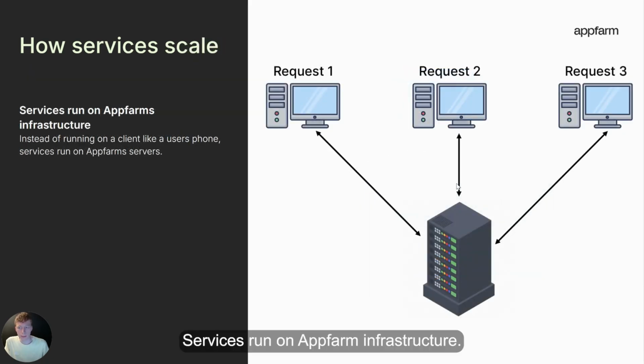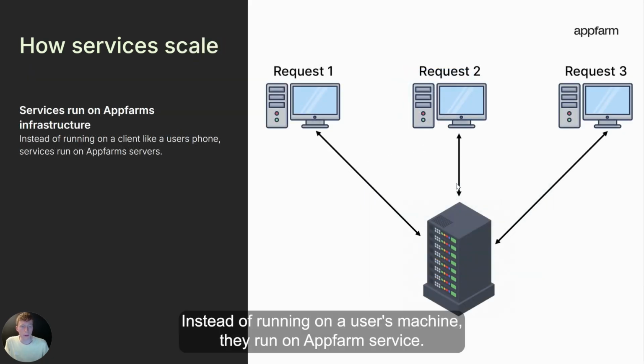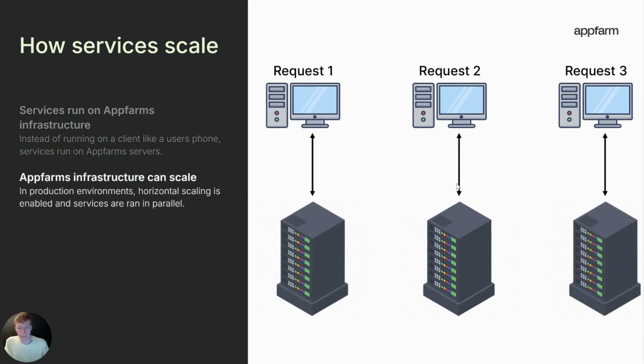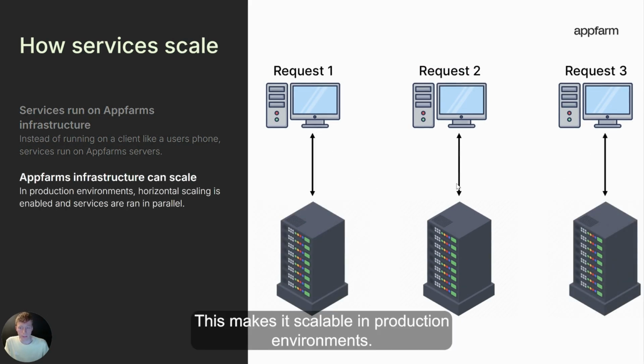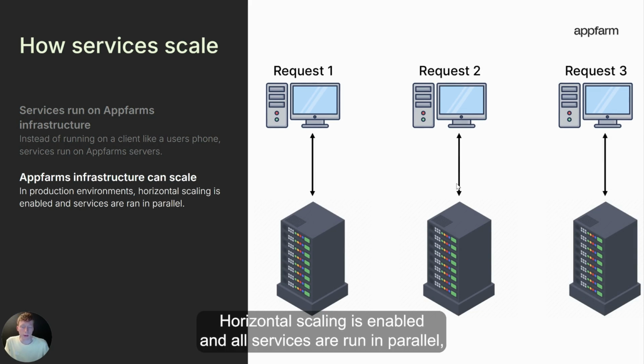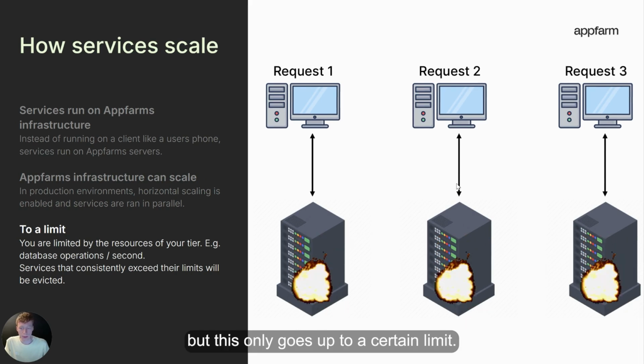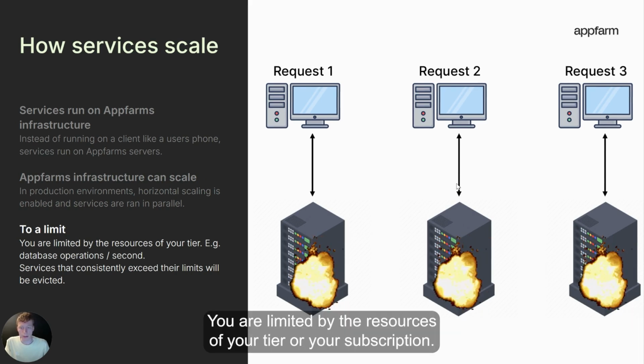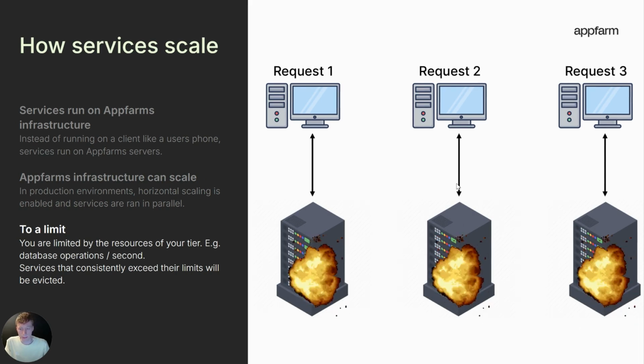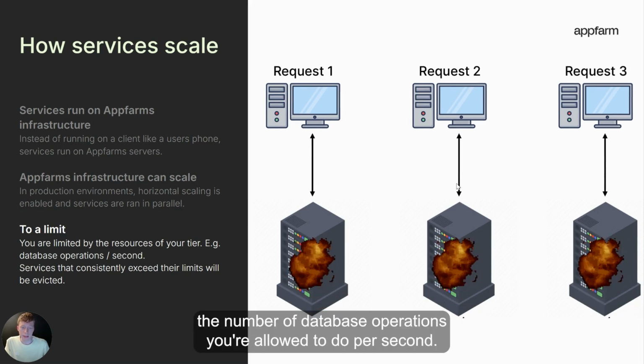Services run on Appfarm infrastructure. Instead of running on a user's machine, they run on Appfarm servers. This makes it scalable. In production environments, horizontal scaling is enabled, and all services are run in parallel. But this only goes up to a certain limit. You are limited by the resources of your tier or your subscription, for example, the number of database operations you're allowed to do per second.